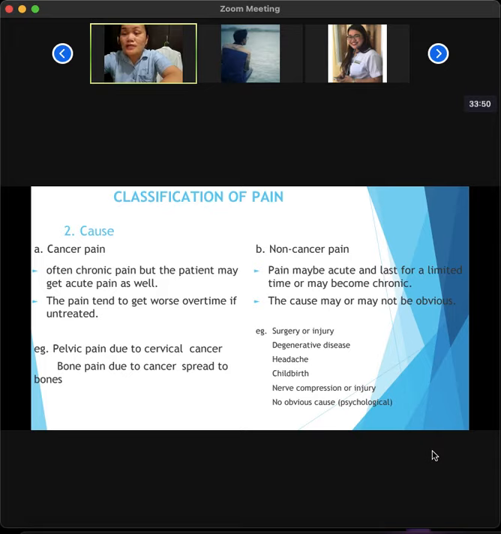This includes surgery or injury, degenerative disease, headache, childbirth, nerve compression or injury, or no obvious cause. It can be a psychological effect only. That's why, as I told you, even if it was just touched lightly, it is already painful to them. So that's more psychological pain.